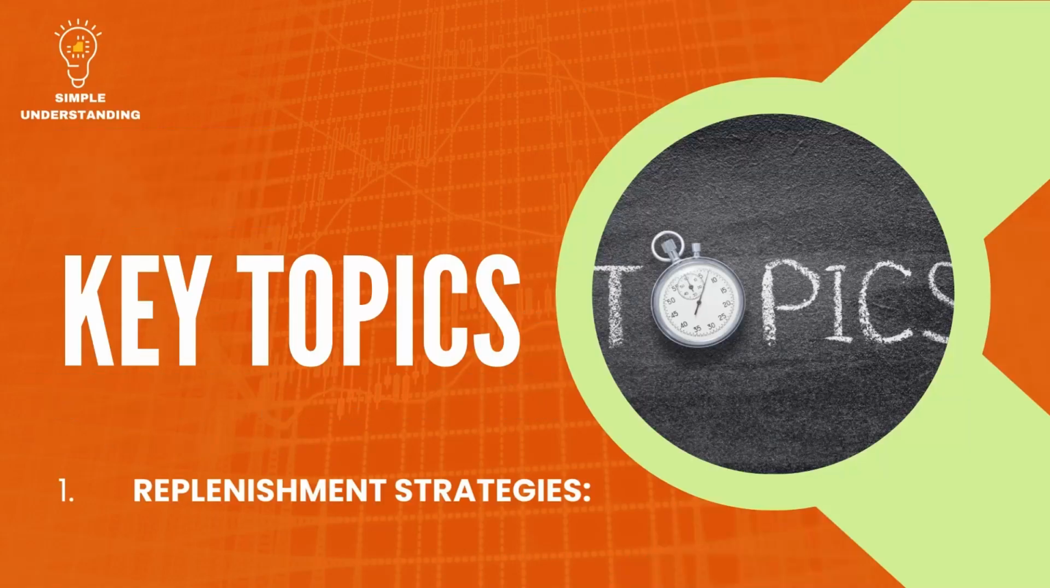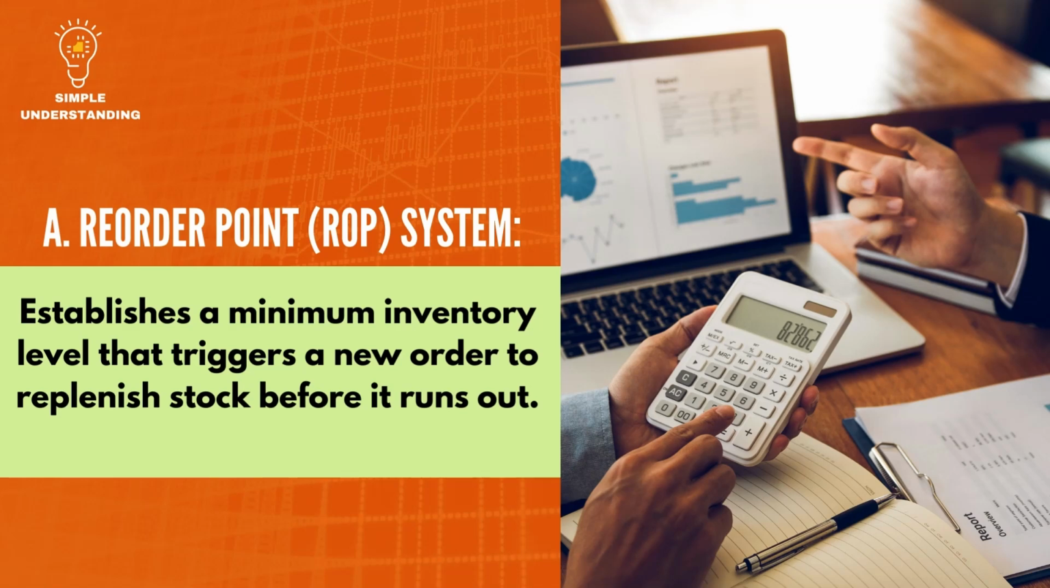Key topics. Replenishment strategies. A. Reorder point (ROP) system establishes a minimum inventory level that triggers a new order to replenish stock before it runs out.